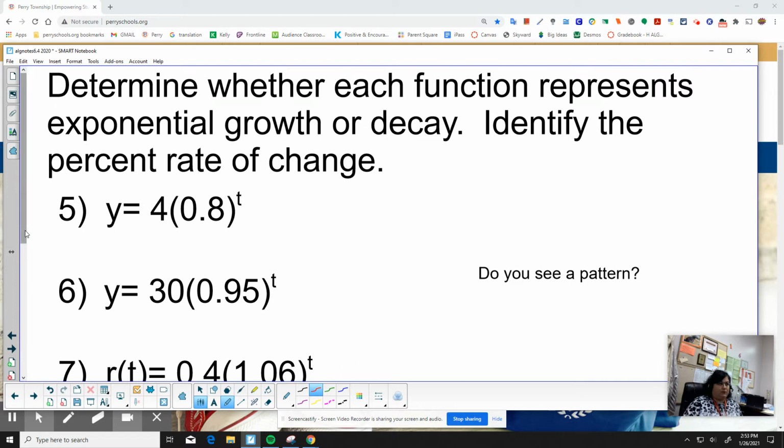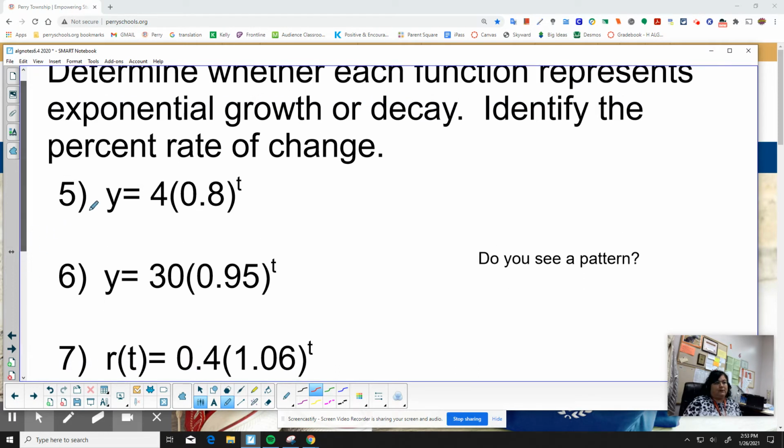All right, so your turn. Well, actually, these are a little different because the math is already done inside the parenthesis. So you can see that this one is less than 1 inside the parenthesis. So this is a decay function or an exponential decay.